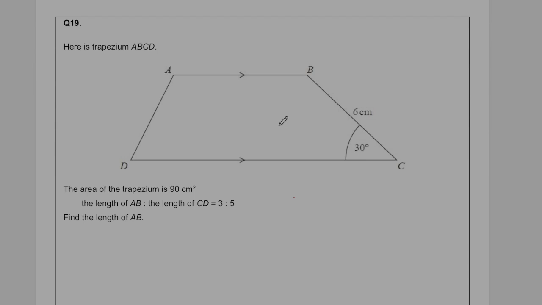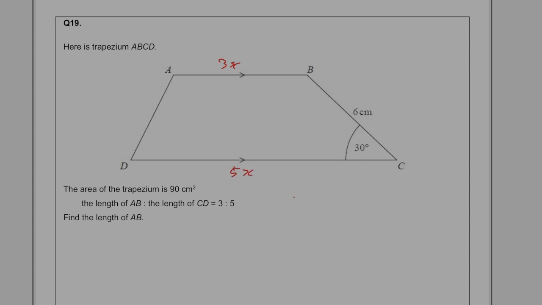Question 19. Here is a trapezium ABCD. The area of the trapezium is 90 centimeters squared. The ratio of the length of AB to the length of CD is 3 to 5. Find the length of AB. Okay, so I'm going to call AB 3x and say that CD is then 5x.